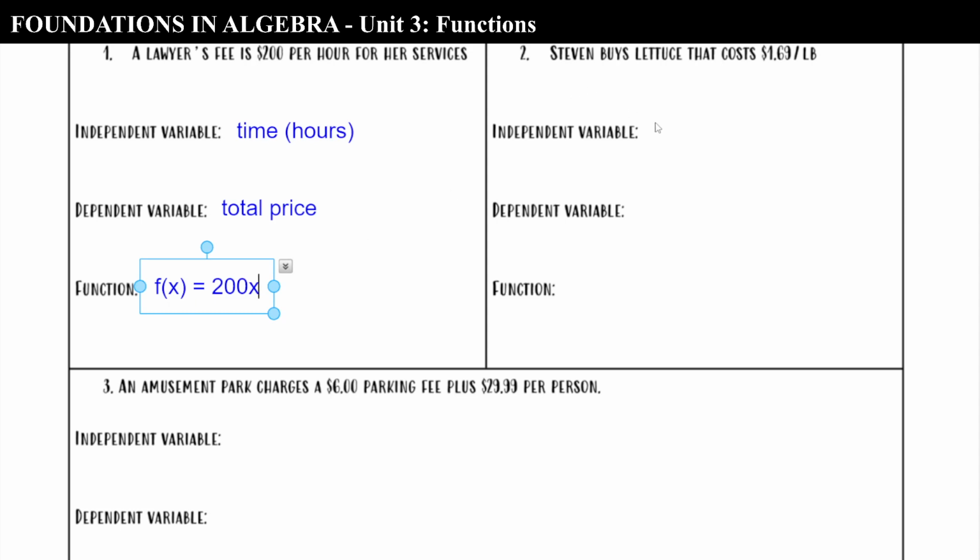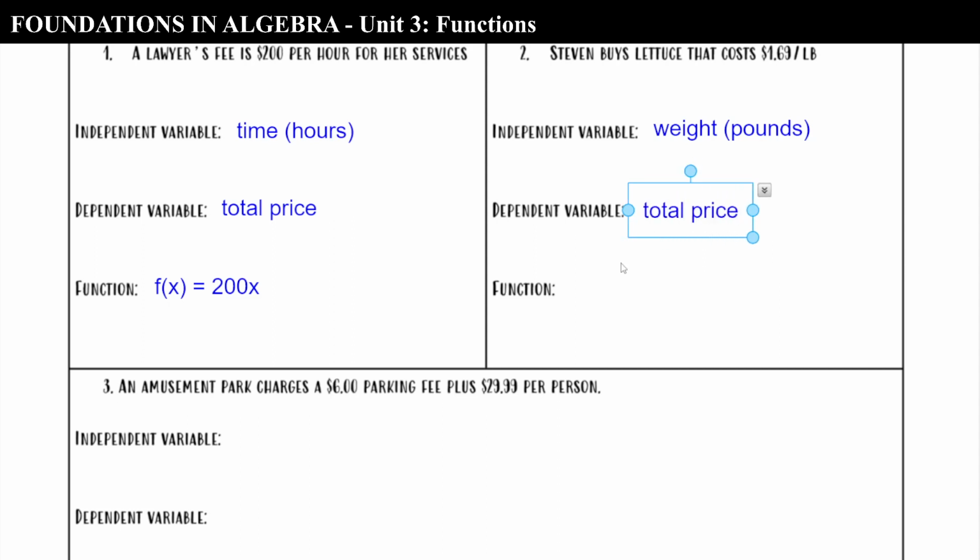All right, for number 2, Stephen buys lettuce that costs $1.69 a pound. Here, our independent variable is going to be the weight of the lettuce, so pounds. Because however many pounds of lettuce we buy, that is going to impact our output, or our dependent variable, which is the total price. And again, to write a function for this, we have f of x equals 1.69x, because however many pounds we buy, we have to multiply it by the price per pound, which is $1.69.